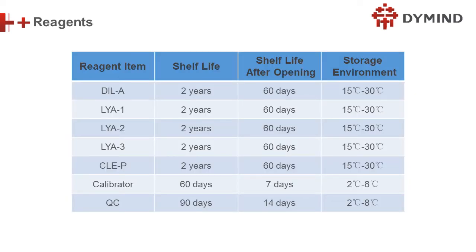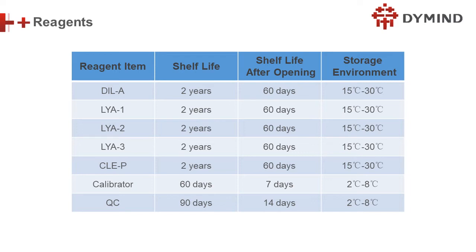Reagent. Here is some very basic introduction for the reagent. You can see the shelf life for the diluent and the lyse two and lyse three is 2 years, even for the cleanser. But once we open them, the shelf life is shortened to 60 days. And the storage environment is 15 to 30 degrees. So remember this one.